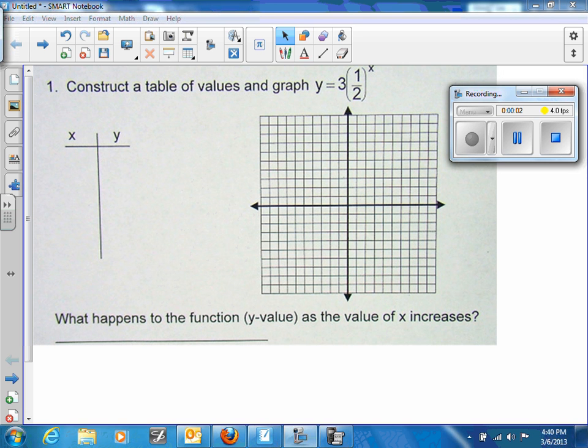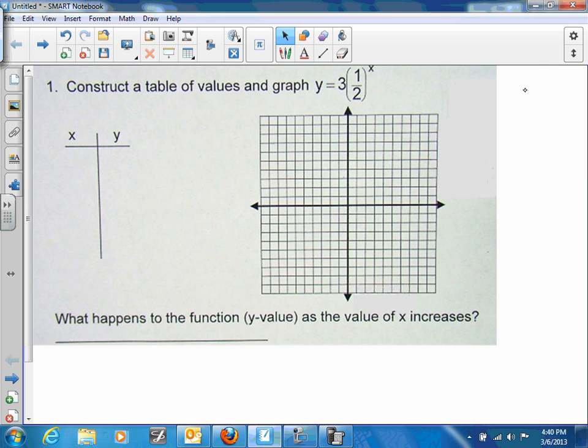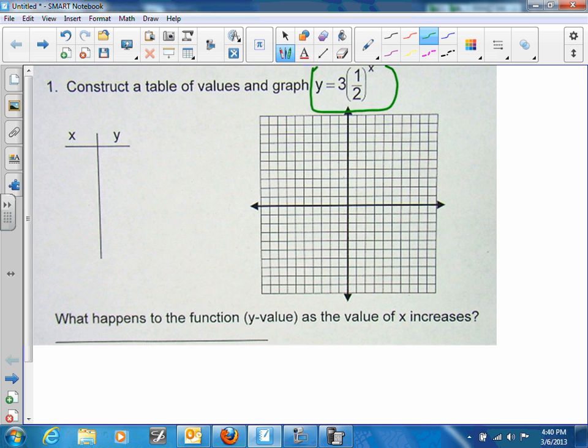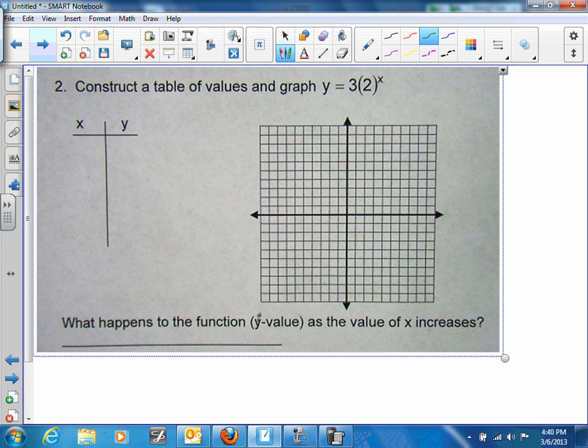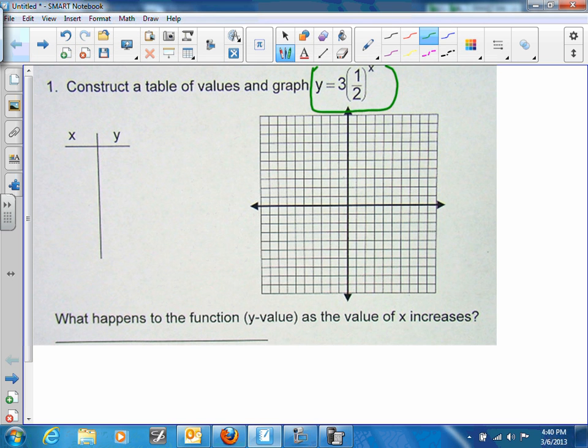Okay, this is your notes on exponential growth and decay. Now remember, we're going to do this problem right here. So you're going to put this in your calculator, and then you're going to put this one in your calculator. Y equals 3 times 2 to the x. Okay, so we're going to put both of those in the calculator.